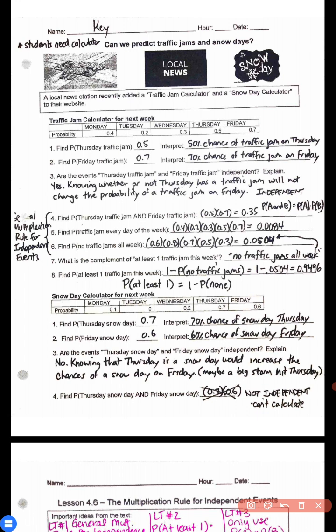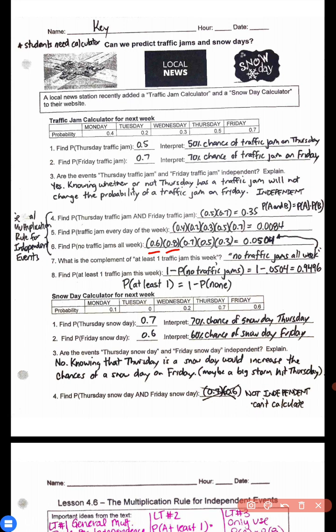All right, well, think about this. What would be the probability of no traffic jams all week? We're not given that information explicitly, but if we're told that there's a 40% chance of a traffic jam on Monday, that would mean that there is a 60% chance that there isn't one. If we're told there's a 20% chance that there is a traffic jam on Tuesday, there's an 80% chance that there isn't one. So we're just multiplying together all of those complements to get a probability of 0.0504.